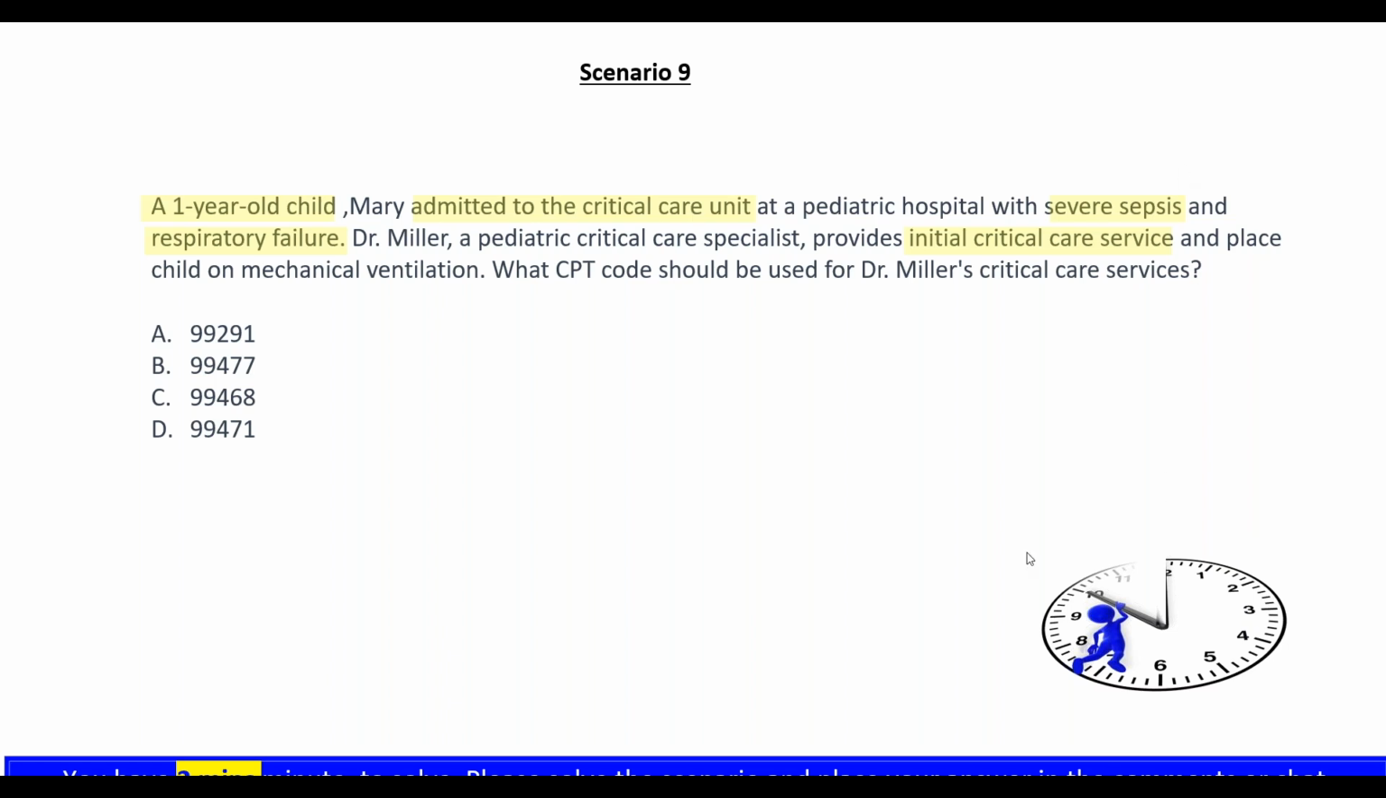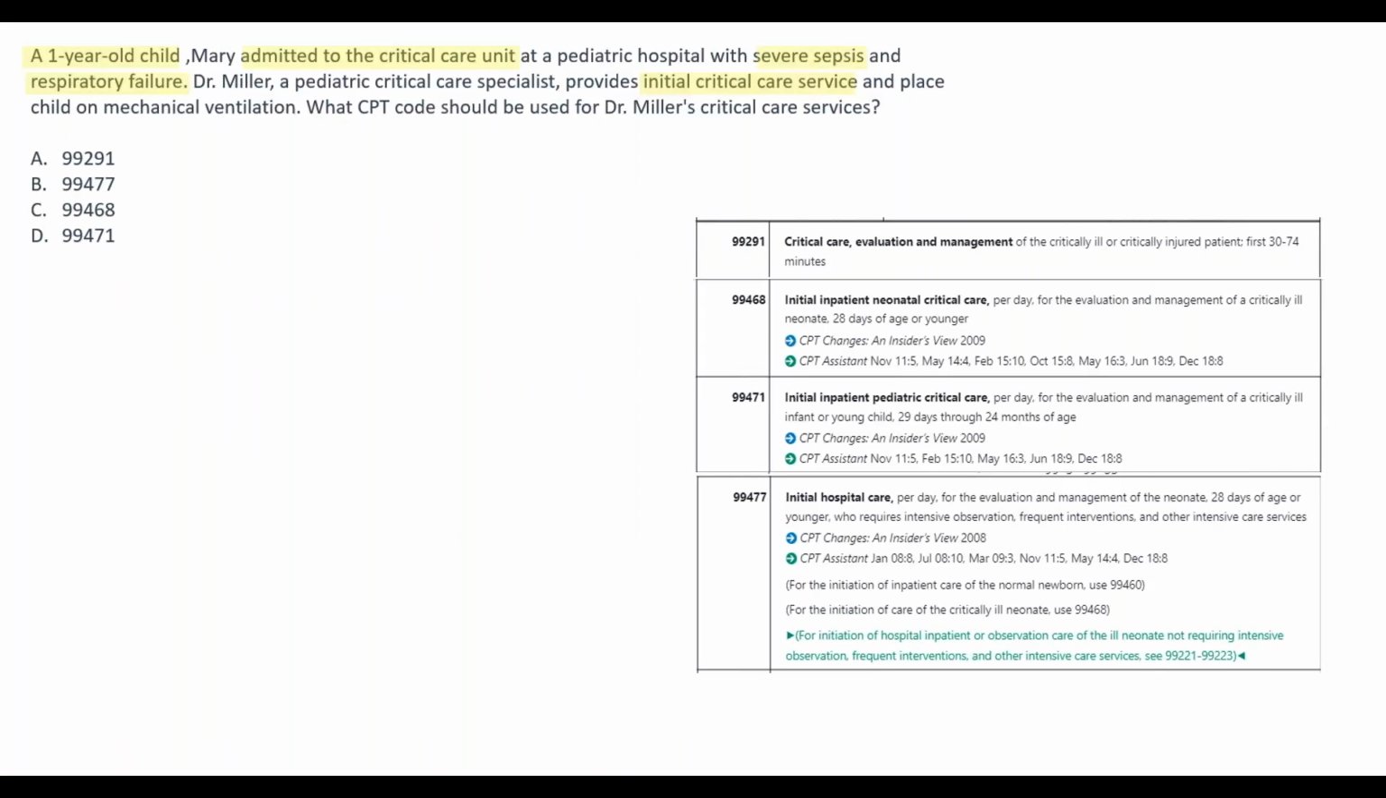And that is time. I've already highlighted the keywords here. So we have a 1-year-old child admitted to critical care unit, severe sepsis, respiratory failure, initial critical care service, patient placed on a mechanical ventilator. So before moving on, let me thank Miss Karen for reading scenarios number 8 and 9 for us. So now let's solve this case. For this, these are our code options. We are coding for Dr. Miller's critical care services.